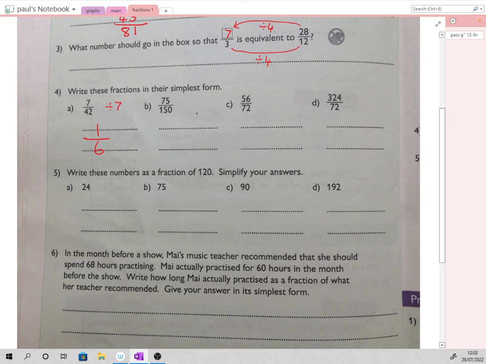So there's a 1 over 6. 75 over 150. Now, this ends with a 5, and this ends with a 0. So I can divide both by 5. So 5s into 75. Now you could do it this way, couldn't you? 5s into 7 go 1 with 2 left over. 5s into 25 go 5. So that becomes 15. And 5s into 150 are 30. Now I can divide, 15 and 30, that's double. So just divide by 15, which gives you 1 over 2.